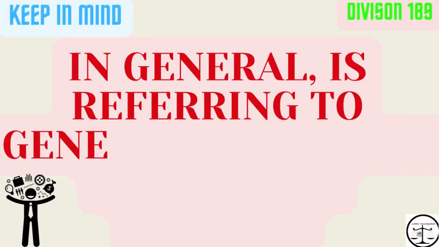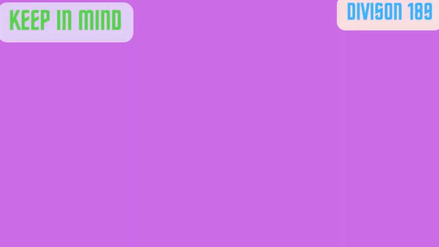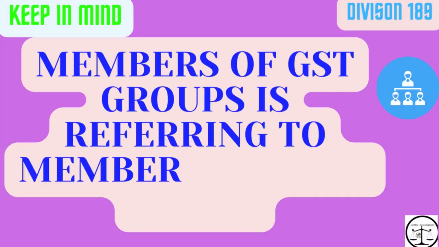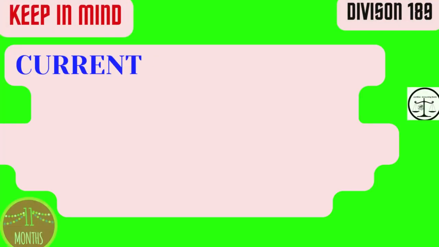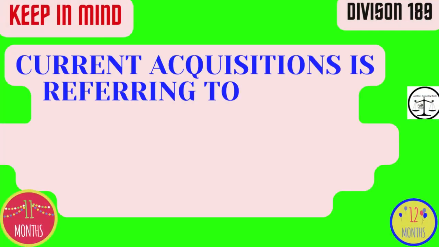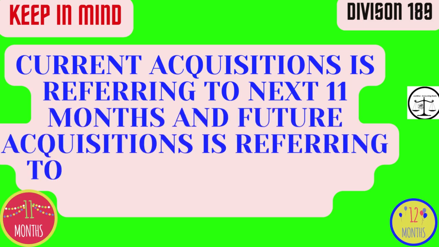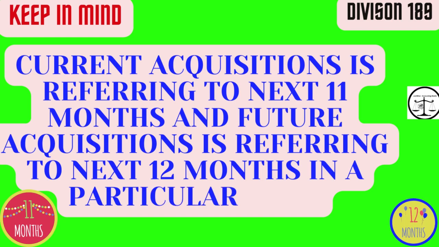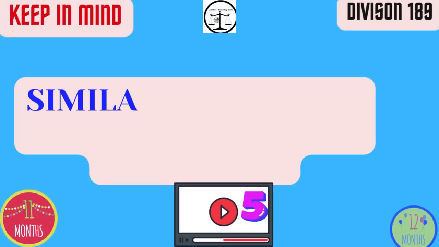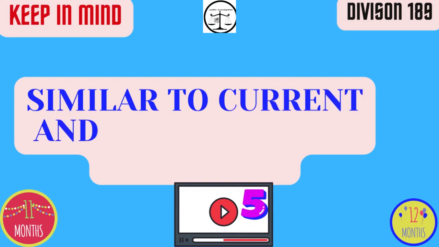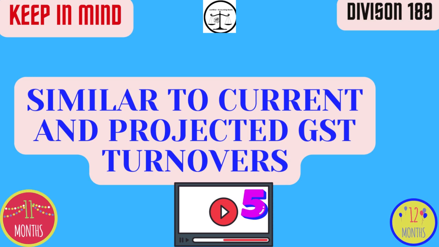In general is referring to general individual enterprise entities. Members of GST groups is referring to members of a GST group. Current acquisitions is referring to the next 11 months and future acquisitions is referring to the next 12 months in a particular time, to the last day of that month. This current and future acquisitions are very similar to what we learned before for current and projected GST turnovers.